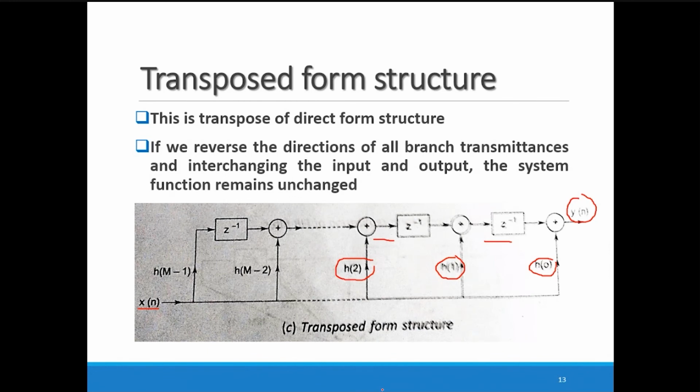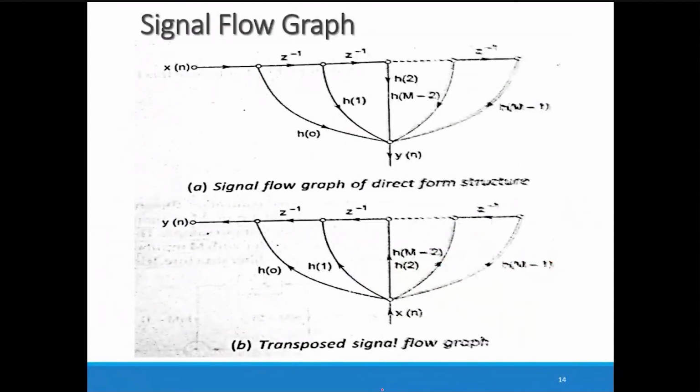The transpose form structure means you have to replace the input and output, and change or reverse the direction of branch transmission. So this is one alternate way to draw the direct form, or you can say implement the FIR filter in the direct form, but in the transpose way. Now the same thing is represented with a signal flow graph.